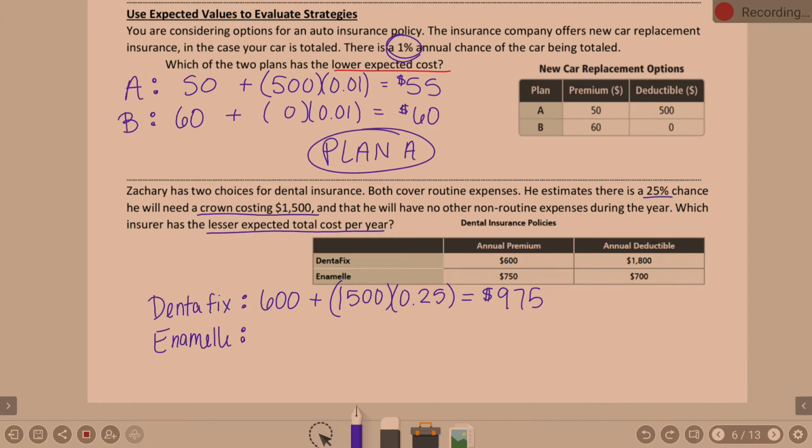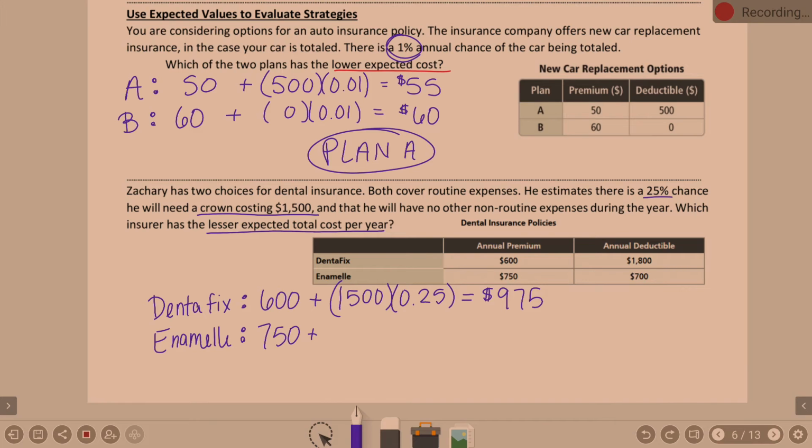Okay. What about this other company? We know he's paying $750, yes. What about past the $750? What'd you say? No. He's only going to pay $700 of his crown.